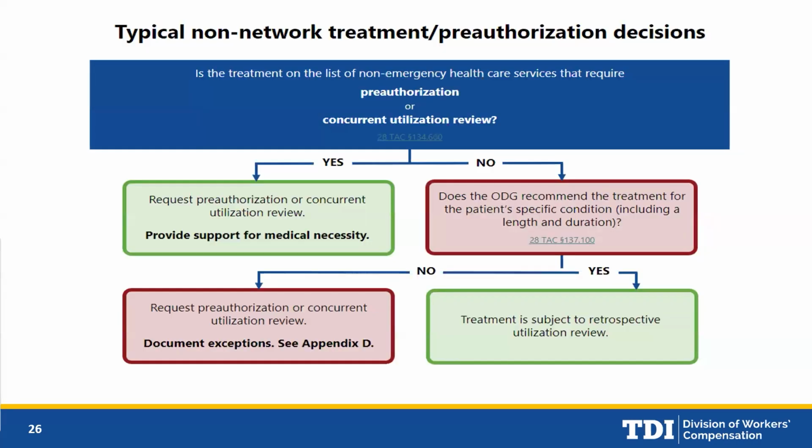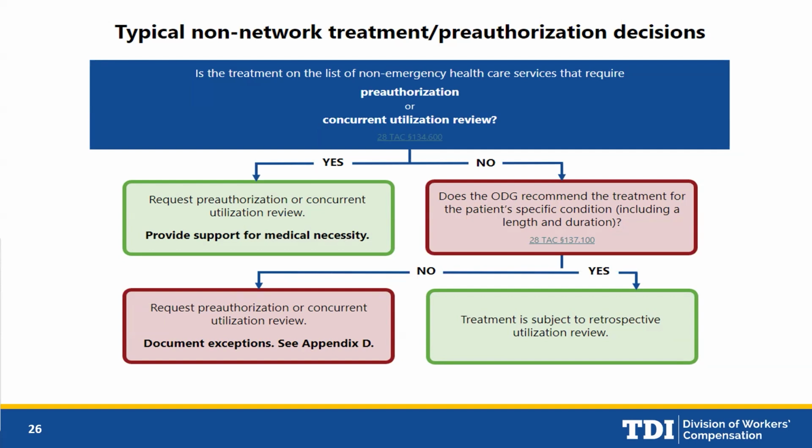Here's a decision tree for you to help explain what I just talked about in a better illustration here. So the main question is, is the treatment your doctor wants to provide to this patient on the list of non-emergency healthcare services that require pre-auth, or say it's concurrent review where you're in the middle of 12 PT sessions, you're getting to the end and you want to concurrently re-up that and get 12 more sessions or whatever.